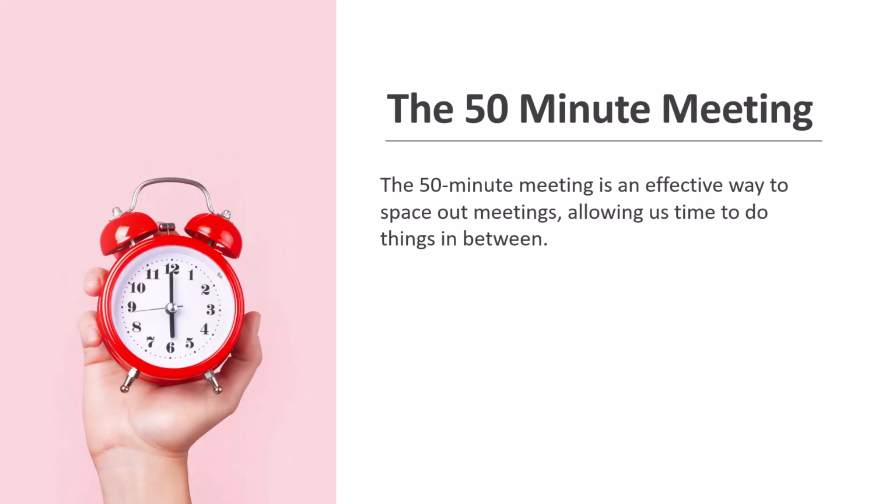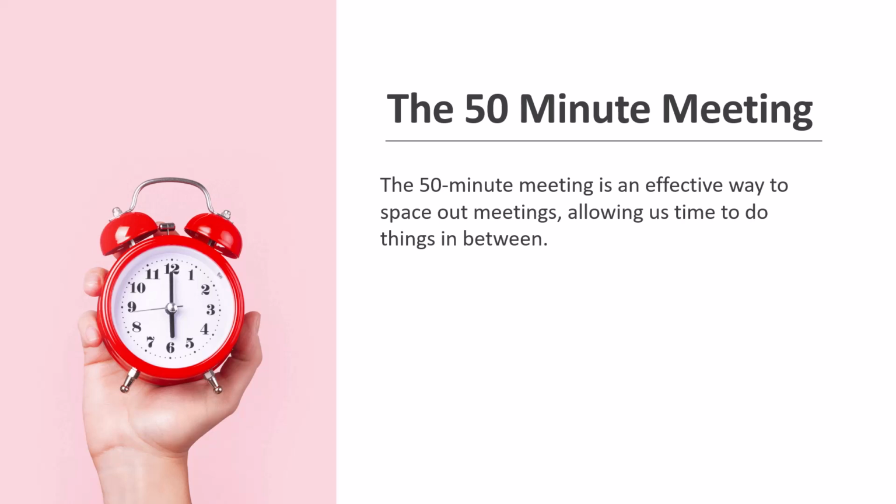The 50-minute meeting. The reason why meetings usually last an hour is that our computer program that sets up the meeting usually has 30-minute increments of time. We are forced to schedule meetings to last at least an hour. On a daily basis, we attend more one-hour meetings than any other kind. When you have several meetings in a row that last an hour each, you will find that you do not have the time to check your emails or do other things in between because the next meeting starts right on the hour. The 50-minute meeting is an effective way to space out meetings, allowing us time to do things in between meetings.